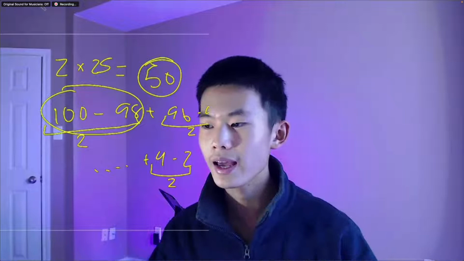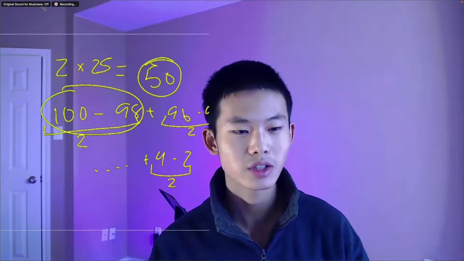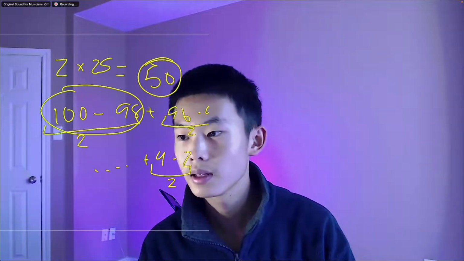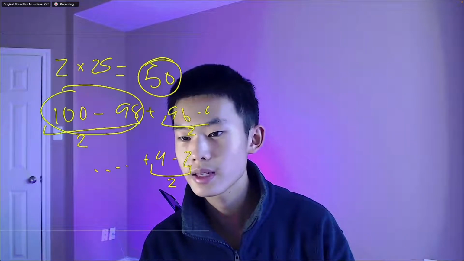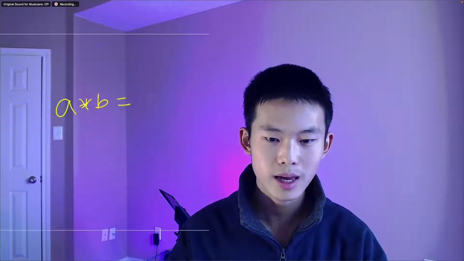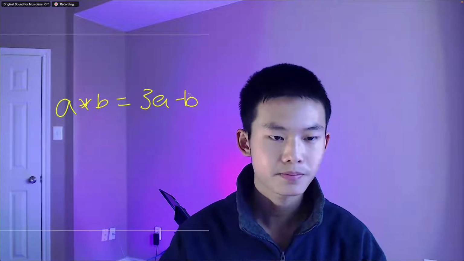Yeah, that's exactly right. And now we can move on to the next question. This one seems to be a little more simple, but still a very interesting problem. What this one says is that we have this binary operator, which says that A star B is going to equal 3A minus B.